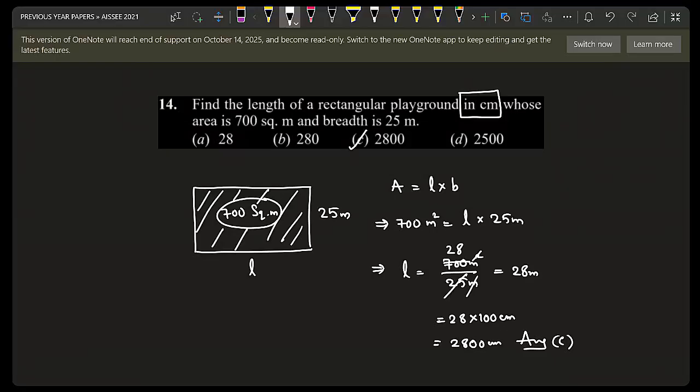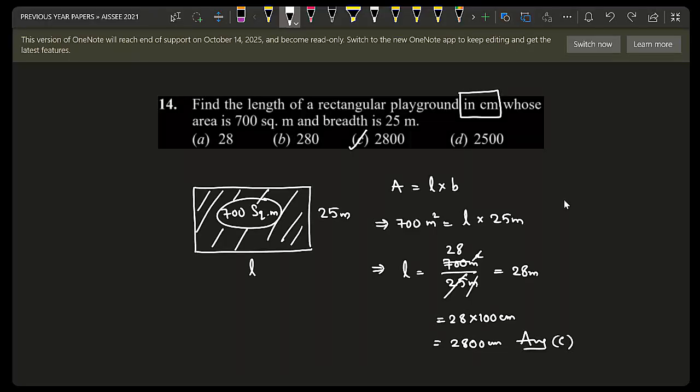Sir, in second step, how you will get the 25 meters? In the question, is it mentioned or not? Breadth is 25 meters. Yes, sir. You're not reading the question properly. Read question properly. 2 times, 3 times you should read. Okay, sir.